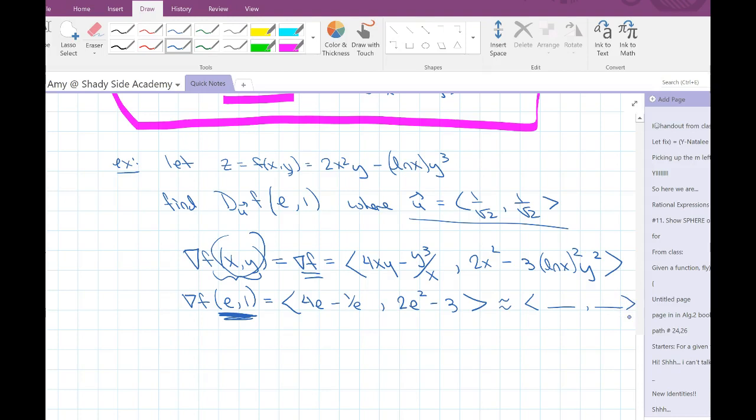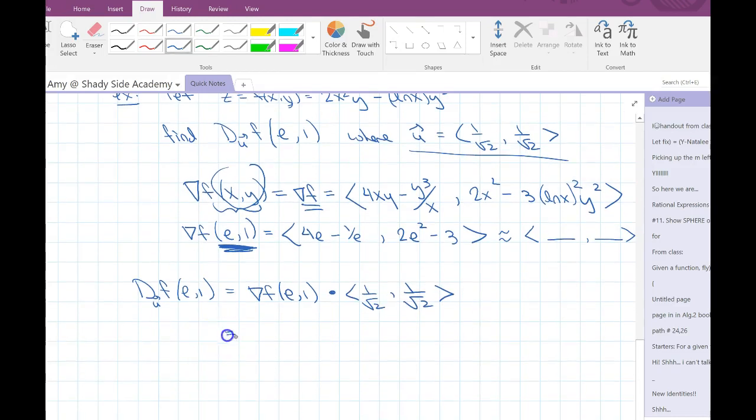All right, well now I want the directional derivative of this function f at the point e comma 1, but now in the direction of vector u, and this is just going to equal del f at e comma 1 dotted with the unit vector u, which is 1 over radical 2 comma 1 over radical 2.